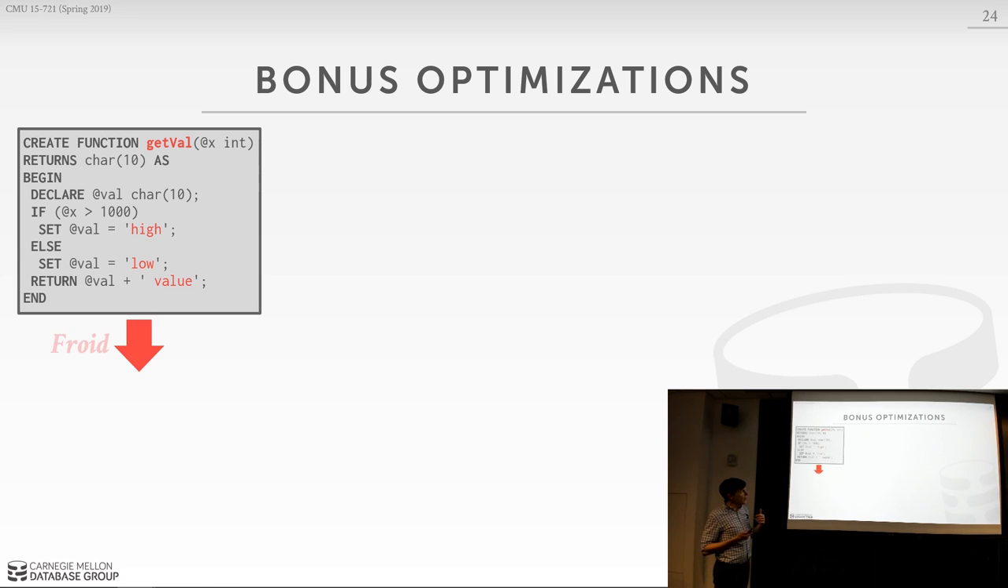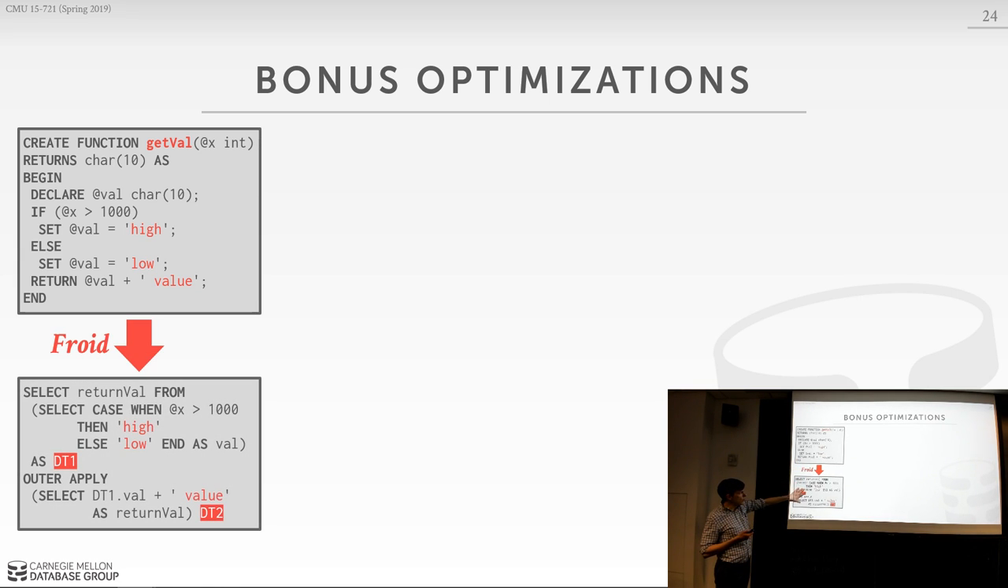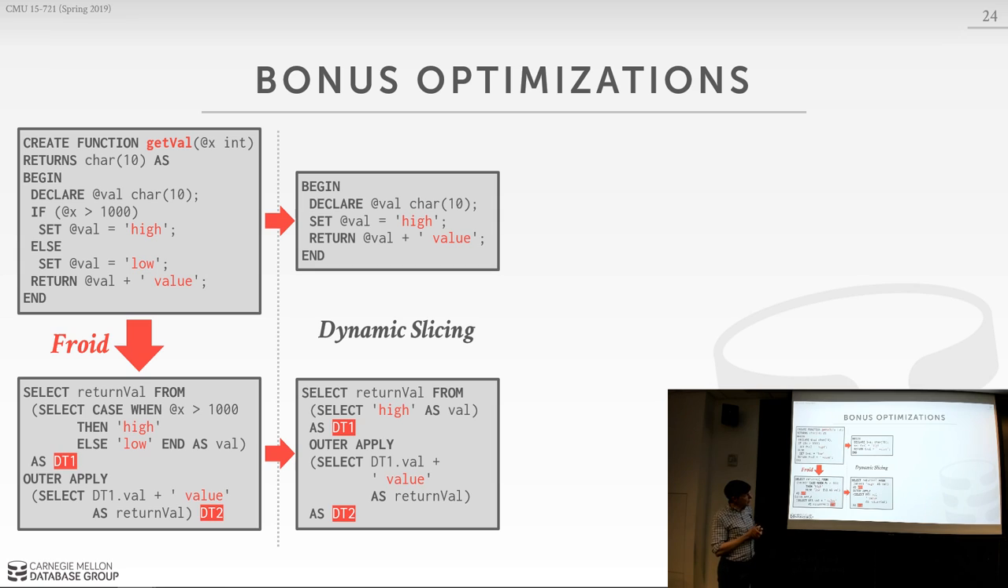So the first thing you see, again, we convert this into a Froid statement, which is just a select statement doing the lateral join between the two of them. The first optimization we get is dynamic slicing. This is basically saying, since I know what the value is being passed in as x to this function, I can chop off or slice out different portions of the program that I know I'm not going to go down or need. Since I know the value is 5,000, that should be considered a high value. So I don't even need to include this else clause, and I don't even need to include the if clause. Since I know exactly what the value is, I can always set val to equal high, right?